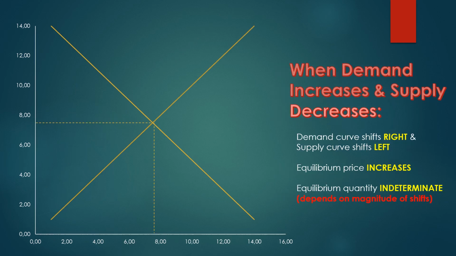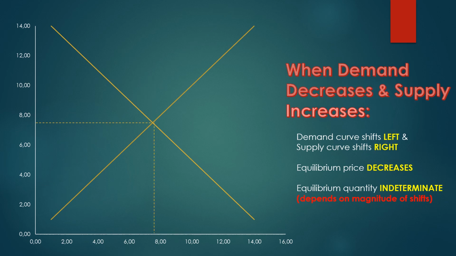Okay, so the last part, we're going to look at how both curves shift in opposite directions. So what happens when demand increases and supply decreases in tandem? So the demand curve will shift to the right, okay, and the supply curve will shift to the left. And you can see on the diagram now, this would definitely push up the equilibrium price. However, the equilibrium quantity would be indeterminate, and this would have to depend on the magnitude of the shift.